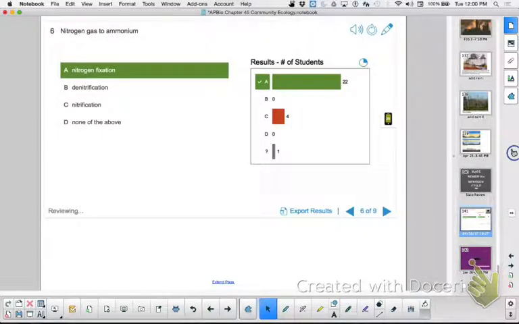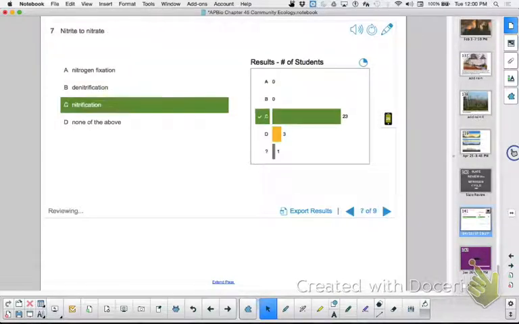Most of you got this. Nitrogen gas to ammonium is nitrogen fixation, but 4 of you said nitrification. No. Most of you got this one. Nitrite to nitrate is nitrification.